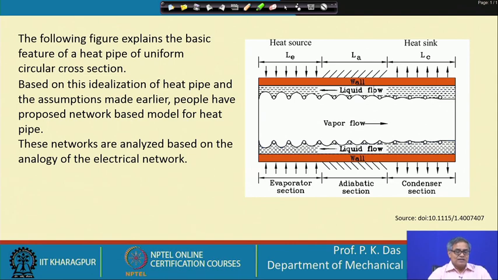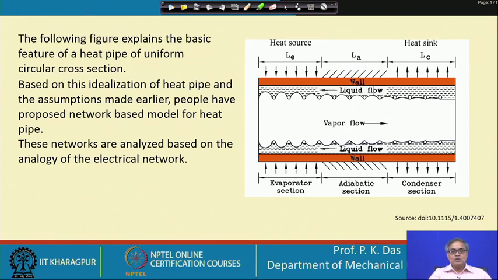So, once we understand this, the basic feature of heat pipe of uniform cross section and the assumption we have made, we can now move forward for analysis. People have proposed network based model for heat pipe. So, what people have done? People have modeled the heat pipe at a very basic level, which is called network. So, people call it sometimes thermodynamic network of heat pipe. Basically, it is a lumped element model.